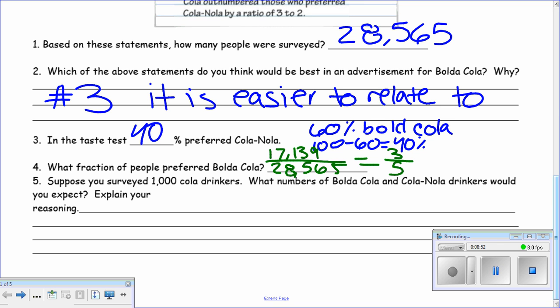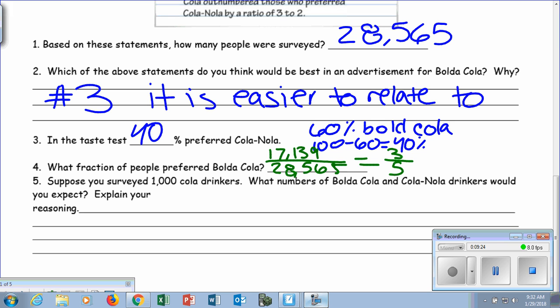Suppose you surveyed 1,000 cola drinkers. What numbers of Bolda Cola and Cola Nola drinkers would you expect? Explain your reasoning. I will give you about 3 minutes to work with your shoulder partners to figure out what number of Bolda Cola and Cola Nola drinkers you would expect if you have a total number surveyed of 1,000. About 3 minutes. Question 5.